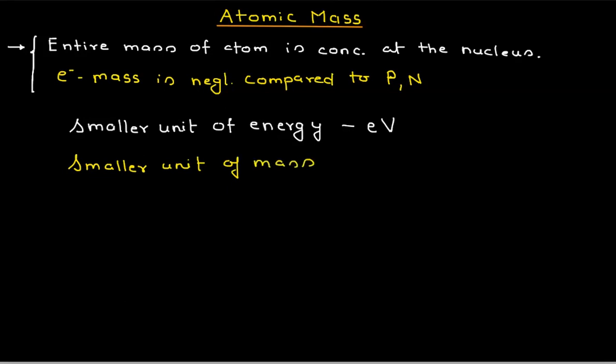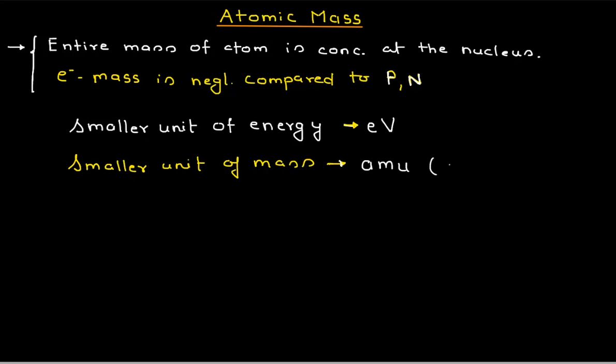Smaller unit of mass, people try to define the smallest possible mass that exists so that they can say that even mass is quantized. Of course, people thought that the atom is indivisible, then they thought the proton is indivisible, then proton and neutron can further be divided. So people are finding smaller and smaller particles. But anyway, we can talk about the smallest unit of mass practically, naturally existing, which is the atomic mass unit.